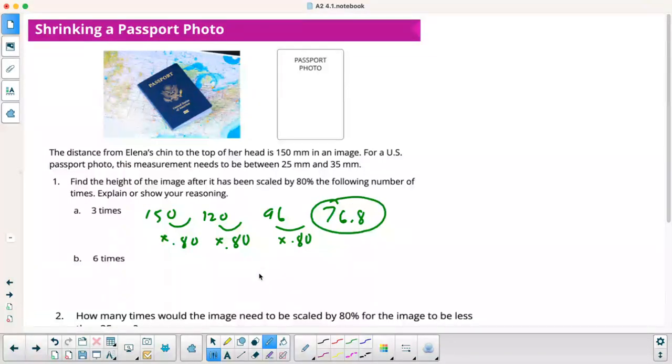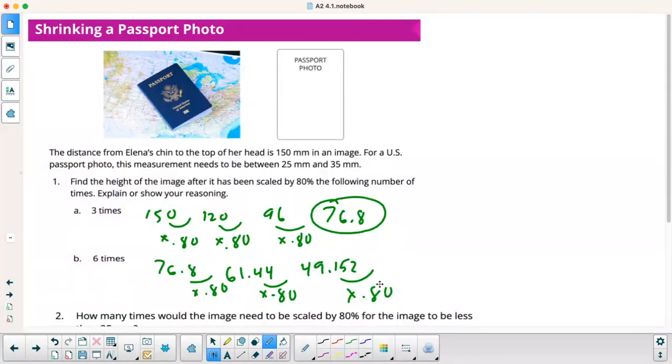So there you go. Now for 6 times, well, this was 3, so I've got to start at 76.8, and I've got to times it by 0.80. I get 61.44, times 0.80 gives me 49.152. And then my last one, I end up with 39.32, rounding it.